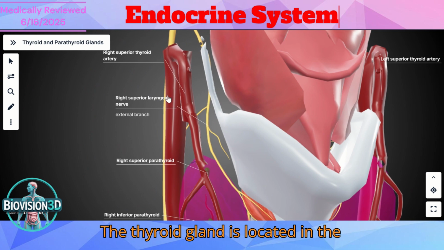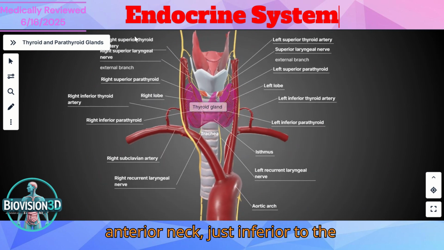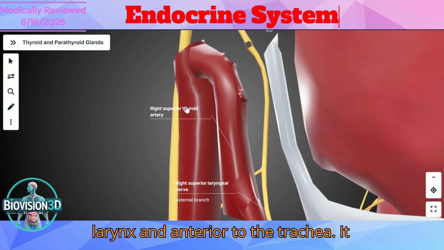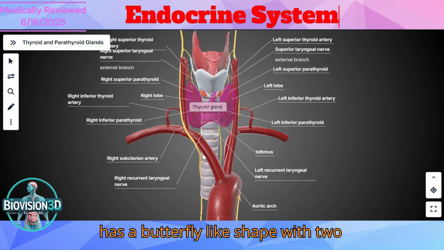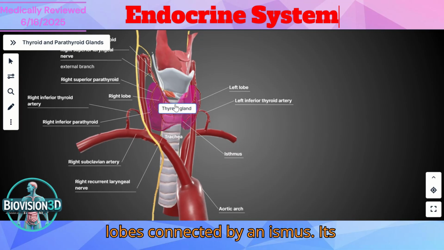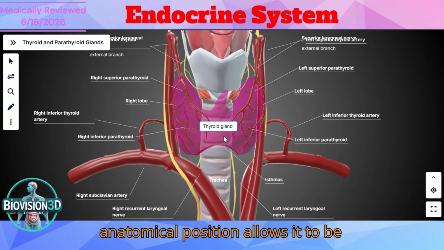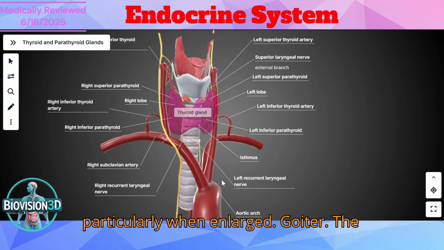The thyroid gland is located in the anterior neck, just inferior to the larynx and anterior to the trachea. It has a butterfly-like shape with two lobes connected by an isthmus. Its anatomical position allows it to be palpated during physical exams, particularly when enlarged, as in a goiter.